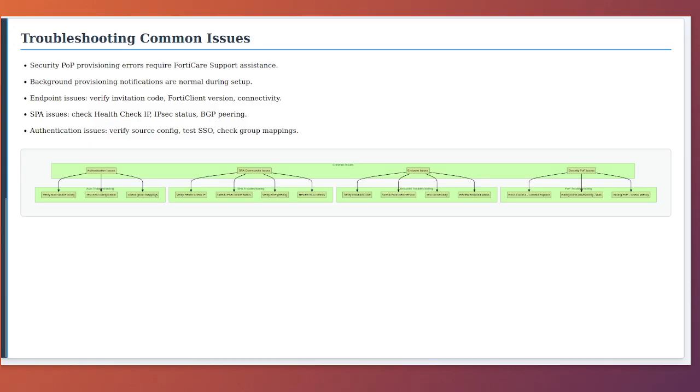Check the IPsec tunnel status in both FortiSASE and the FortiGate hub. Verify BGP peering is established and routes are being exchanged. Review the SPA hub monitoring for SLA metrics that might indicate connectivity problems. For authentication issues, verify the authentication source configuration, whether LDAP, RADIUS, or SAML. Test the SSO configuration from FortiSASE to verify the IDP integration. Check that user group mappings are correctly configured for policy matching.